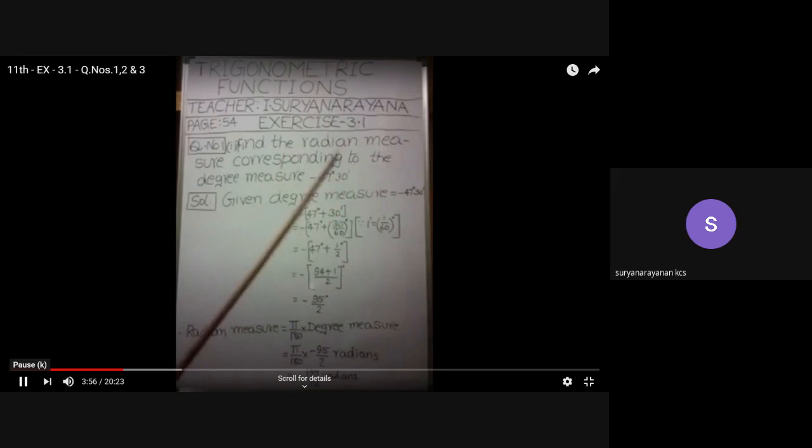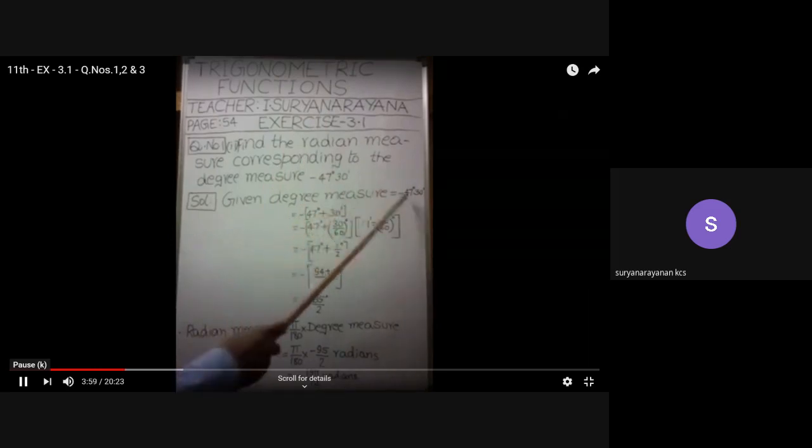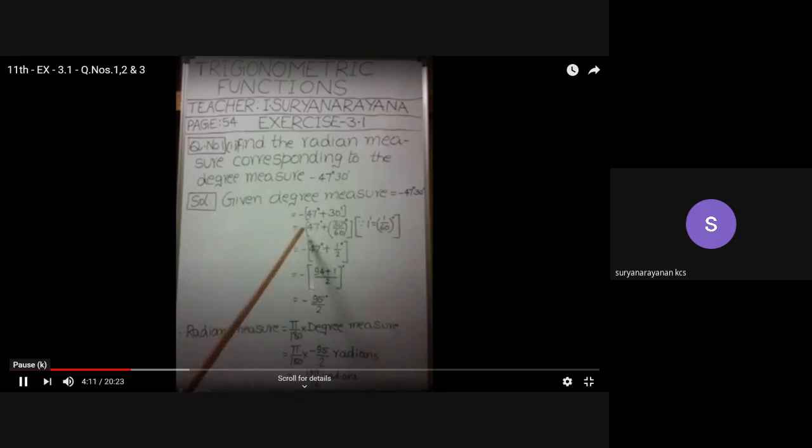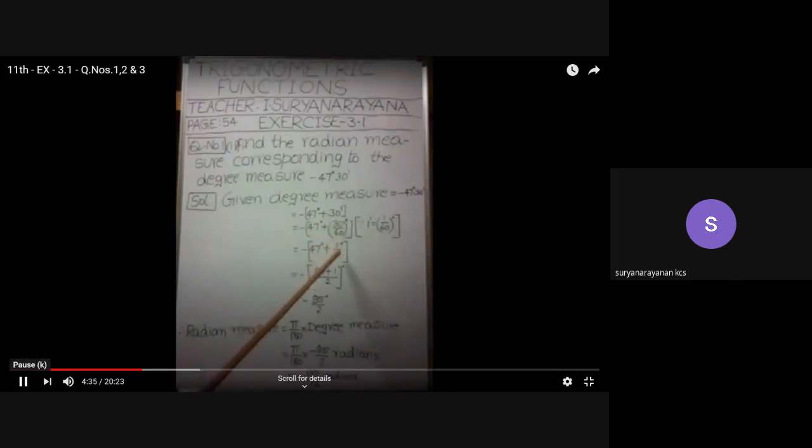That is equal to minus, we write 47 degrees plus 30 minutes. That is equal to minus of 47 degrees plus, here we converted the minutes into degrees, 30 by 60 degrees, because 1 minute is equal to 1 by 60 degrees. Understood this step? That is equal to minus of 47 degrees plus, by simplifying these two numbers, 1 by 2 degrees.